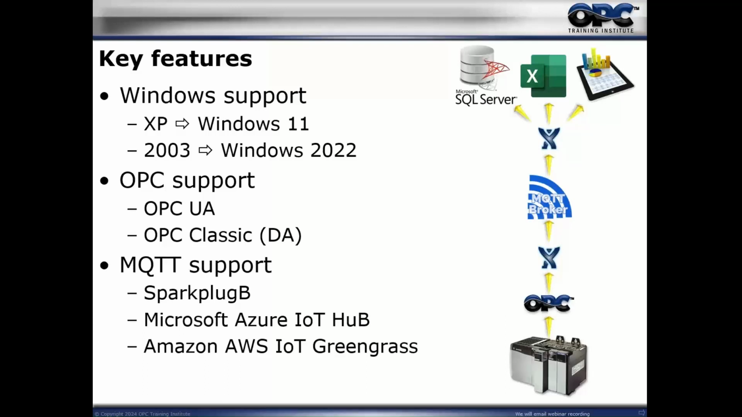And for MQTT support, you get SparkplugB, which you can then use to send information to Microsoft Azure or Amazon, AWS. Of course, you can send data just with JSON if that's what you want to do. And I'll show you that.